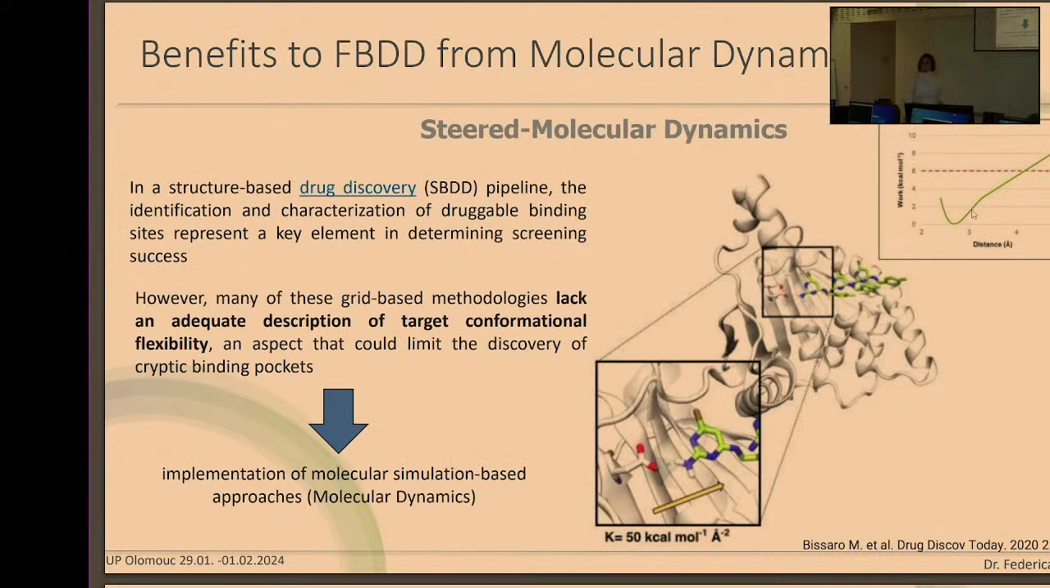As I said before, we can improve the fragment-based drug design by combining the fragment-based approach with more advanced techniques like molecular dynamics, but also steered molecular dynamics, to see better if the binding mode or the interaction with the target is kept during the molecular dynamics.